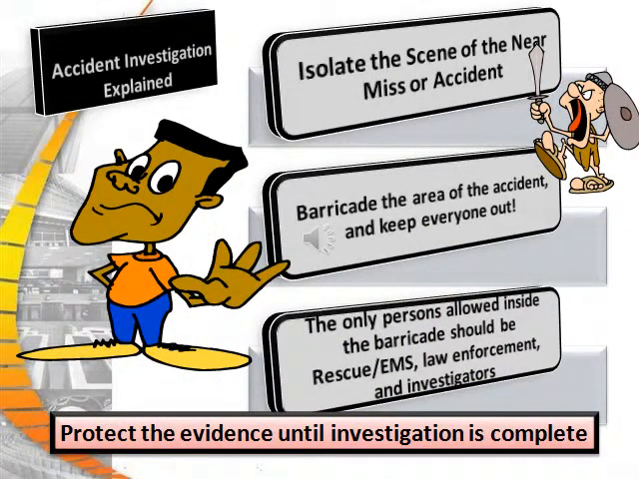By isolating the accident or near-miss scene, we talk about barricading the area of the accident or near-miss, keeping everybody out. The only persons allowed inside the barricade should be rescue EMS, law enforcement, or investigators. Protect all the evidence until the investigation is considered complete, no matter how long that takes.